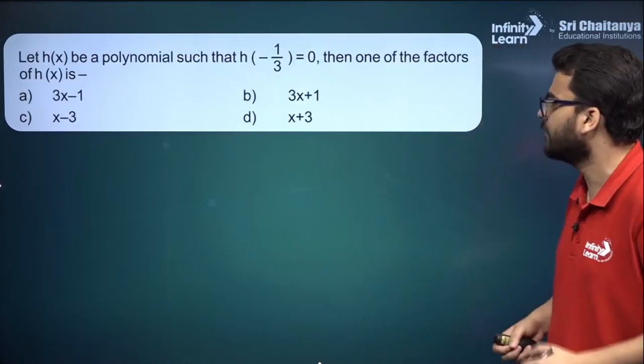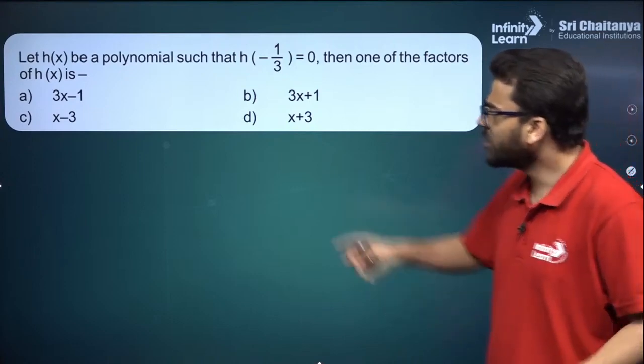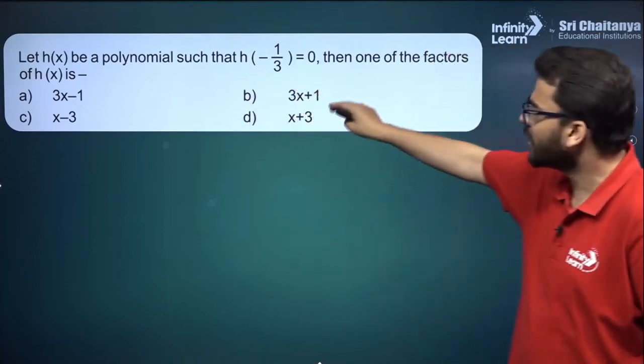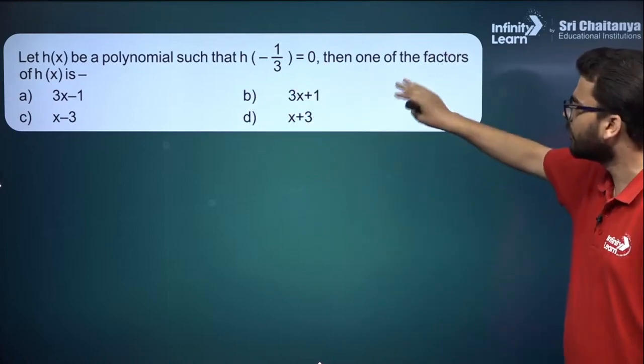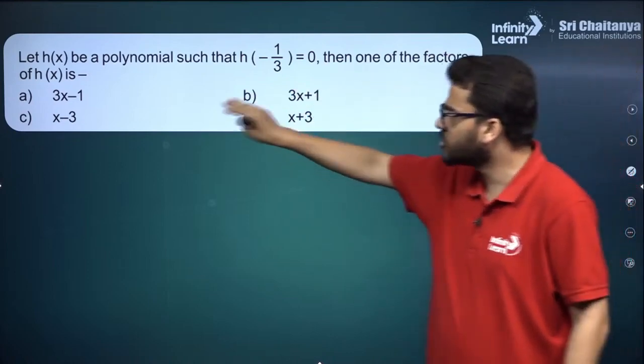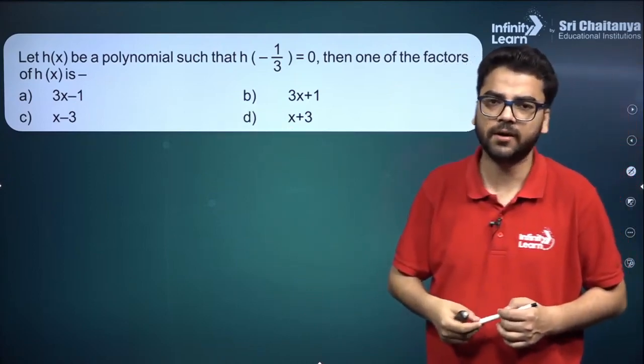Can you try doing this one? It is the opposite of the previous question only. If h of x is a polynomial such that h of minus 1 by 3 is equal to 0, then one of the factors of h of x is what? One of the factors of h of x is what? Tell me.